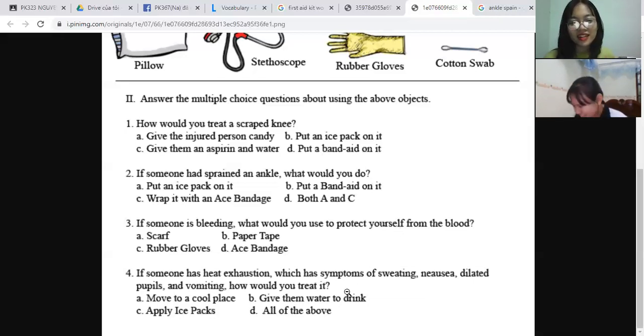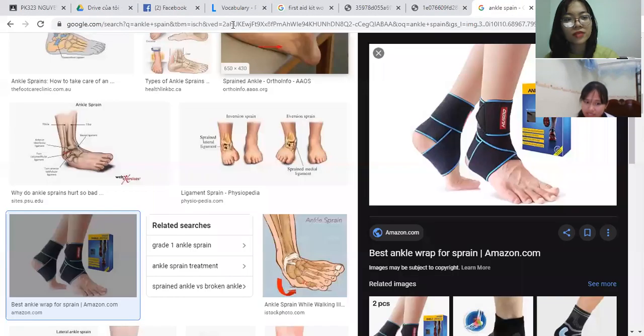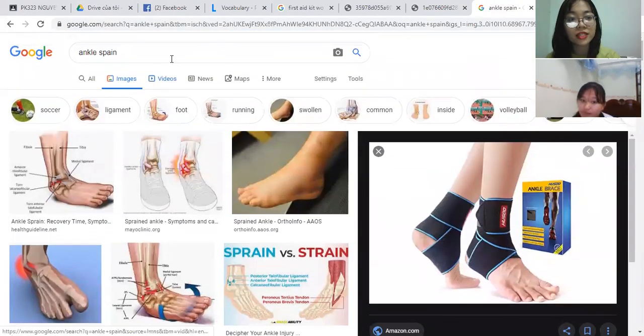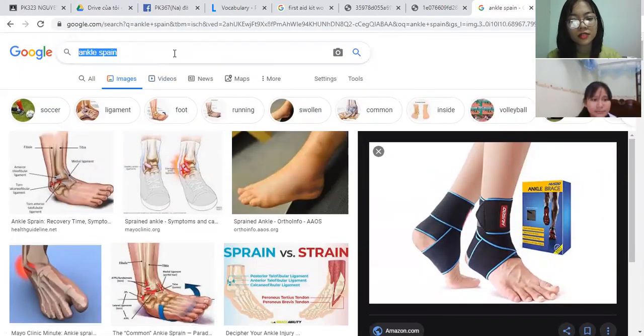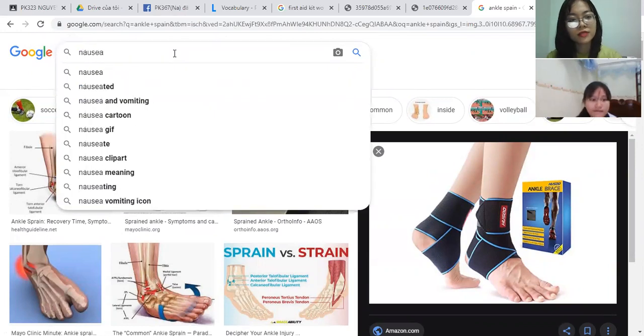All right. And then number four, if somebody has heat exhaustion, we have some system here, squeezing. Okay, this one, I think there was a spelling mistake. Let me see. Okay, I think this one is correct. Oh, no, let's see. This one is incorrect.